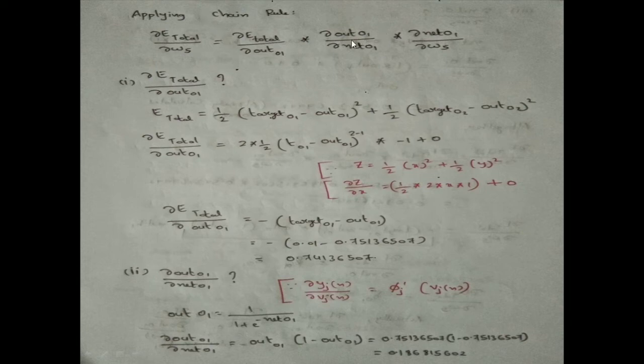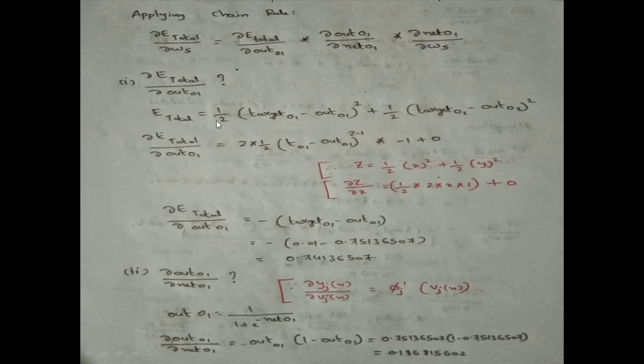Okay, now first of all we have to calculate the change in the total energy with respect to the change in the output value of the output neuron 1. So let's calculate this first term. We already know that the total error energy is equal to the sum of the squares of errors, right? So half into the target value of the output neuron 1 minus the actual output we got, whole square, plus half into the target value or desired value of the output neuron 2 minus the actual output we have got at the output neuron 2, whole square.